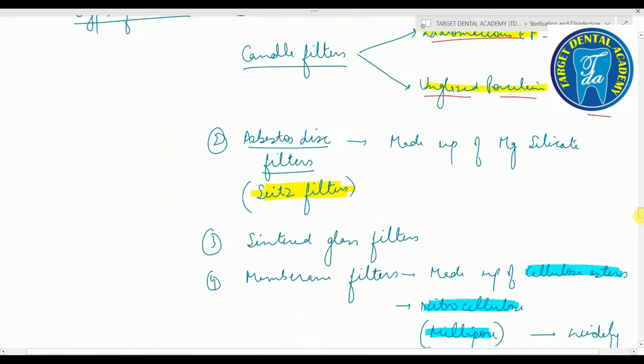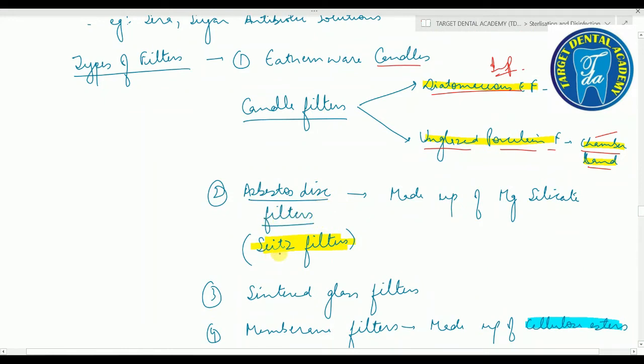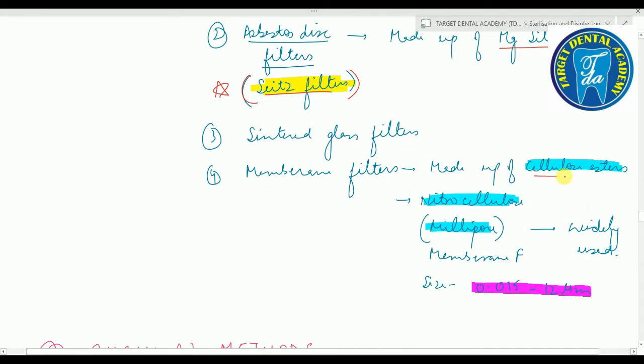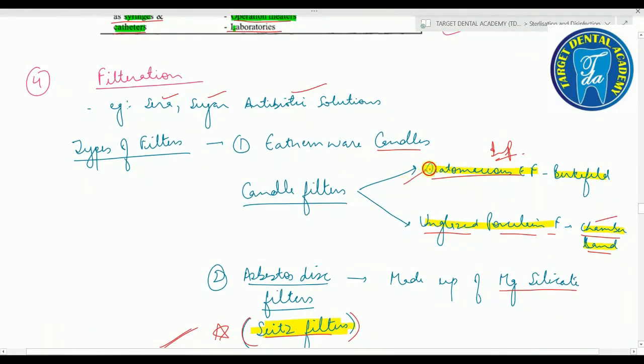The second type of filter is the asbestos disc filter, also known as Seitz filter, important. It is made up of magnesium silicate. Third are the sintered glass filters. Fourth are the membrane filters. These are made up of cellulose esters, nitrocellulose or Millipore, important, which is widely used, with a pore size of 0.015 to 12 micrometer. This is a commonly asked question.